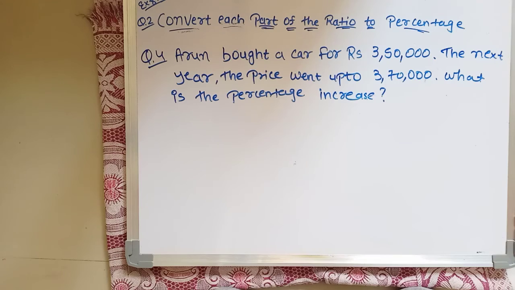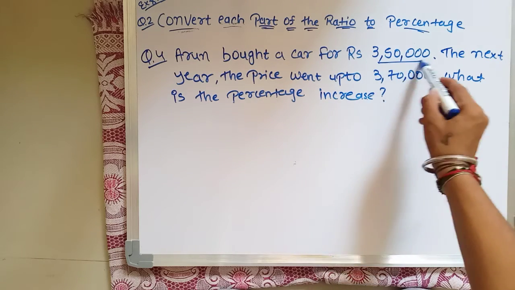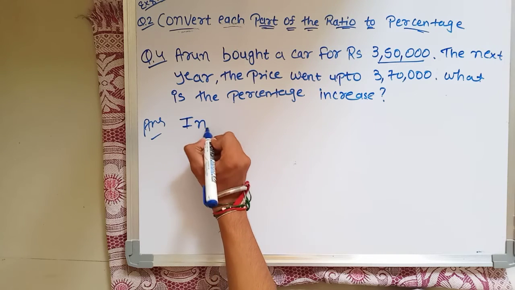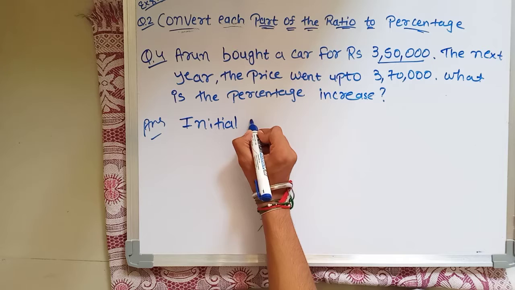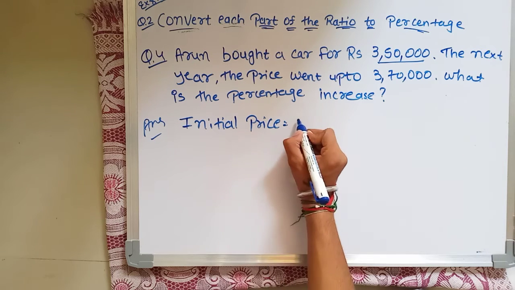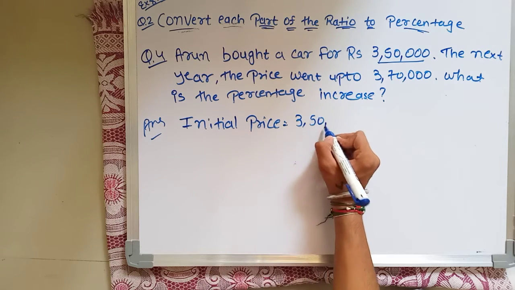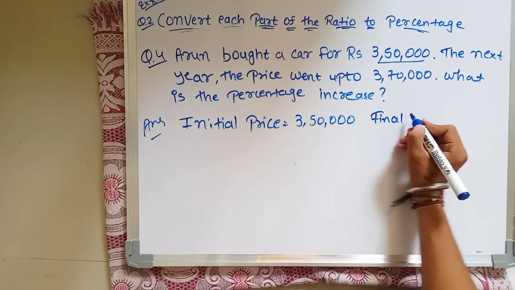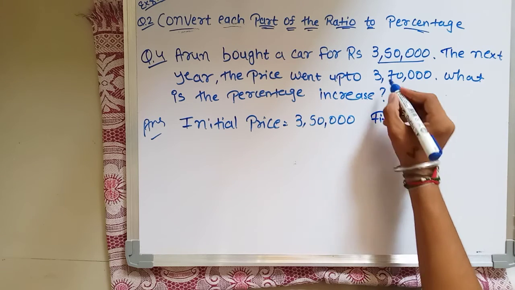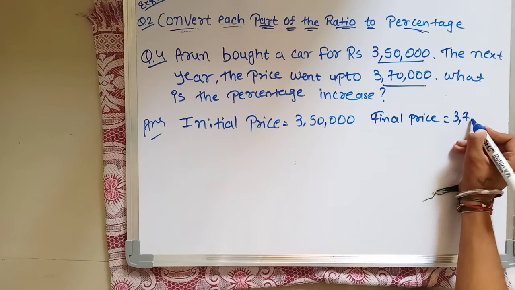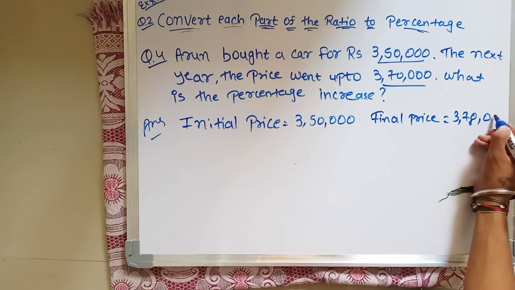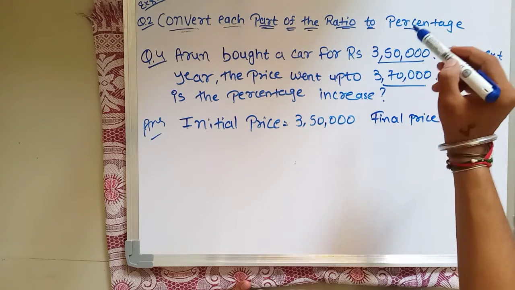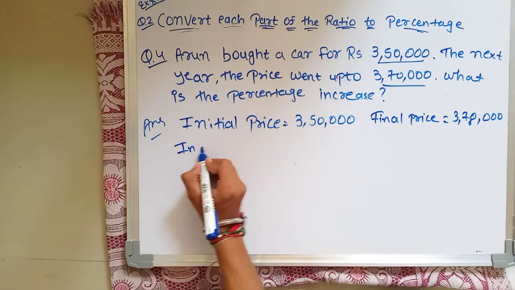Okay, so first we write the initial price of the car. What is the initial price? 3,50,000. Initial price is 3,50,000. And what is the final? Final price is 3,70,000. How many rupees increased from initial to final? Okay, we have to find the increase in price.